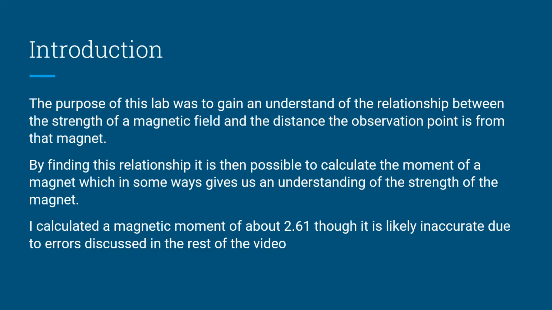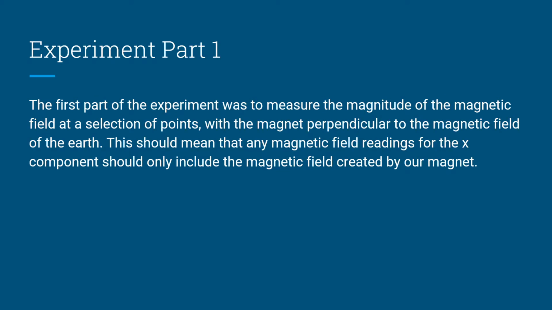The purpose of this lab is to gain an understanding of the relationship between the strength of the magnetic field and the distance the observation point is from the magnet. By finding this relationship, it is then possible to calculate the moment of a magnet, which in some ways gives us an understanding of the strength of a magnet compared to other magnets, independent of distance. Through this lab, I calculated a magnetic moment of about 2.61, though it is likely inaccurate due to errors discussed in the rest of the video.